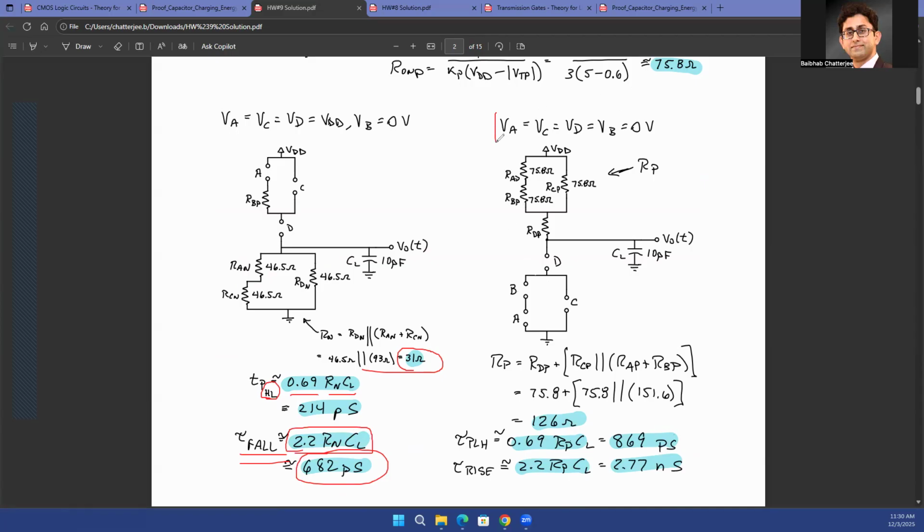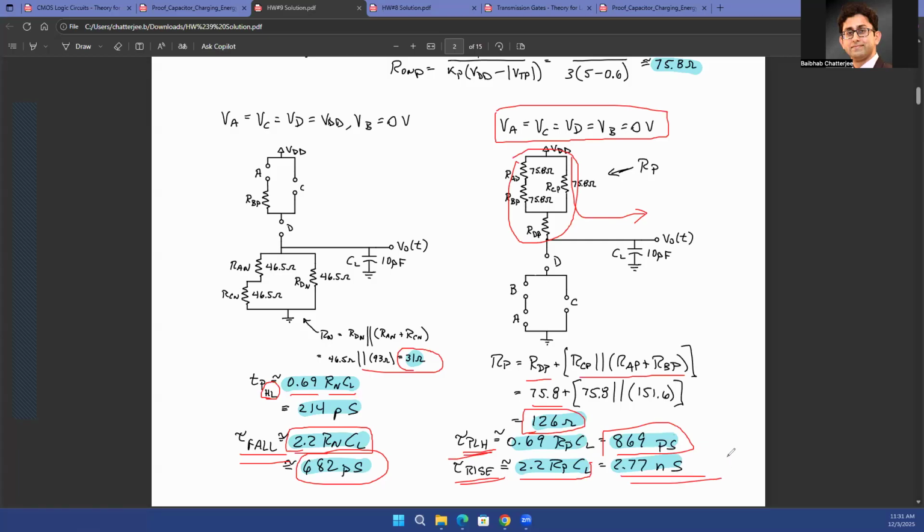There was another part of the question: if VA, VC, VD, and VB are all 0 volt, then what is the low to high propagation delay and what is the rise time? Of course, as all of these are 0, the PMOSes are going to be on. That means the output is going to be charged through this path. So all these transistors will come into play, and all the on resistances of the transistors will come into play. Just find the equivalent series parallel resistance, which is going to be 126 ohms in this case. So TP low to high is 869 picosecond, that is 0.69 times RC, and T rise is 2.2 times RC, which is 2.77 nanosecond.